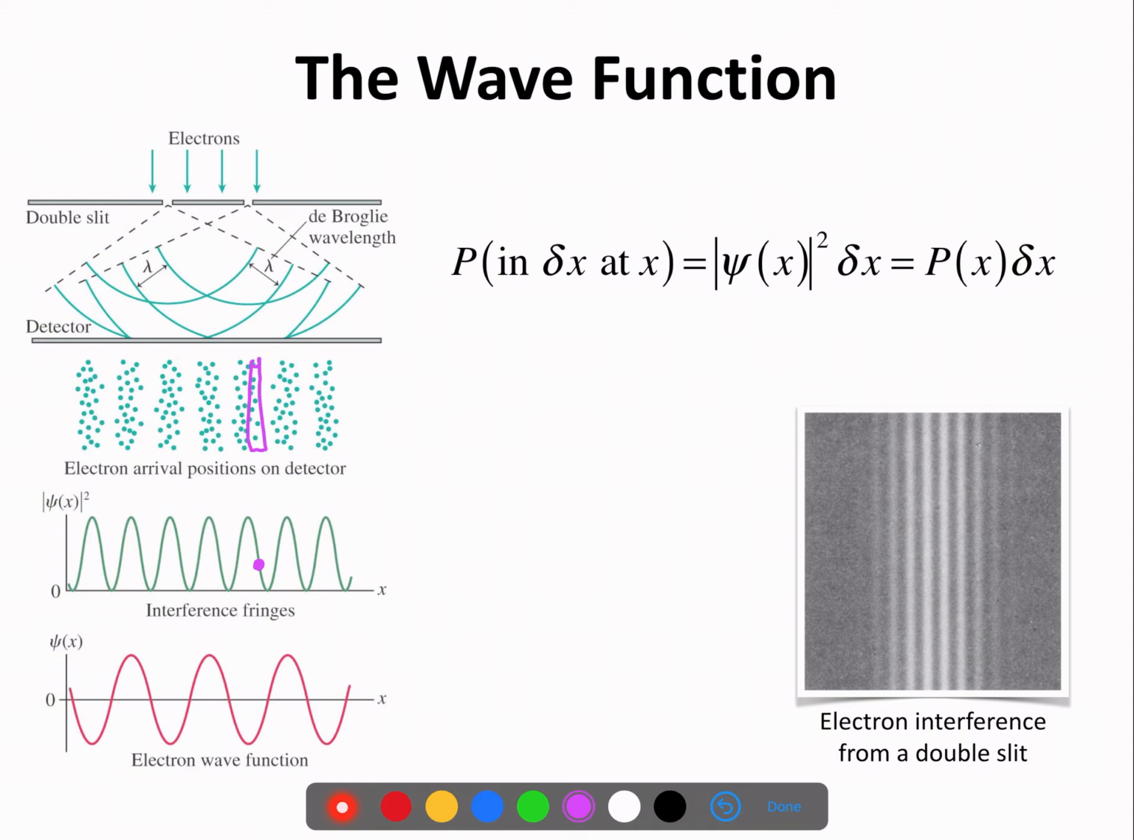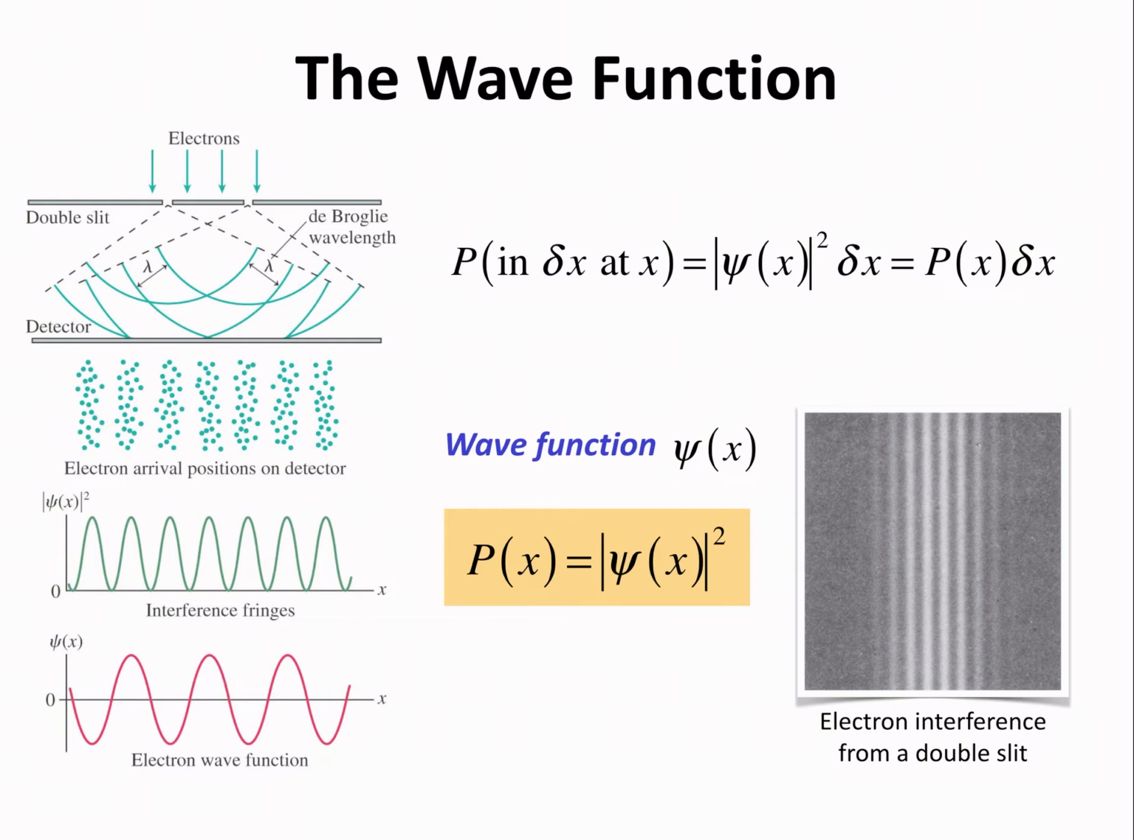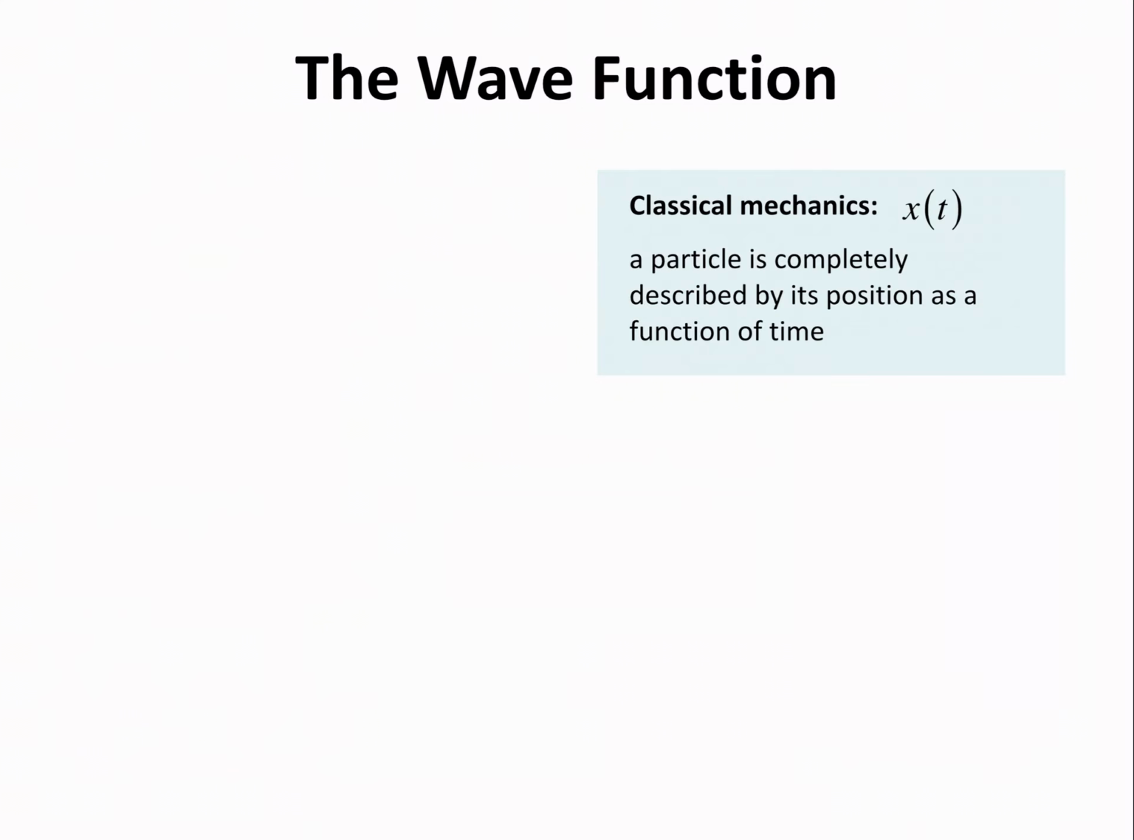And so we also know that the probability is always related to the amplitude squared, where the wave function, if you take the absolute value and square it, should give you the amplitude squared at that point. So the wave function is a new thing we're introducing, and if you square it, it's going to give you the probability of finding a particle at a particular point. So let's talk a little bit more about what that means.